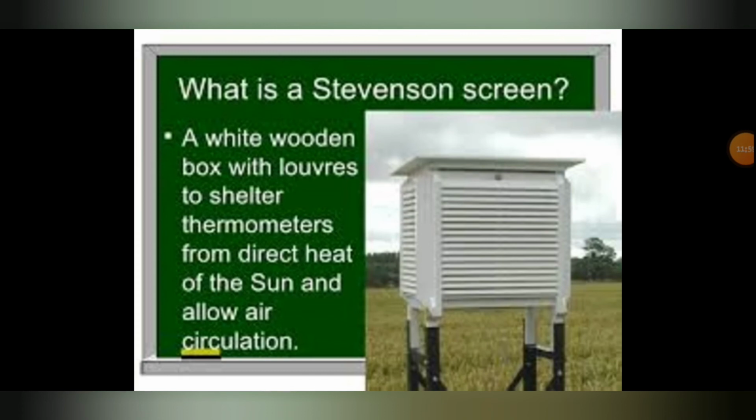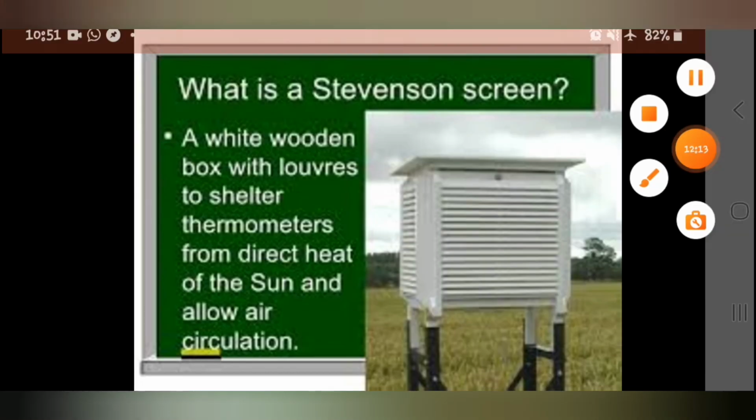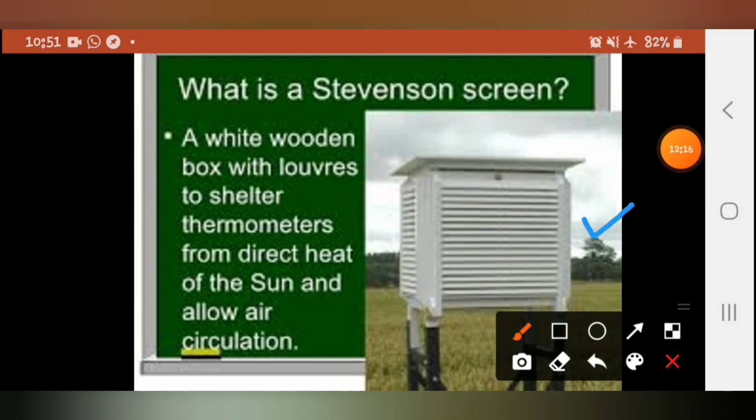So this is the picture of a Stephenson screen. It is a white wooden box with louvers that shelter thermometers from the direct heat of the sun and allow air circulation. You can see the white wooden box here. Inside this box there is a thermometer, and the louvers have holes that let air circulate inside the box.